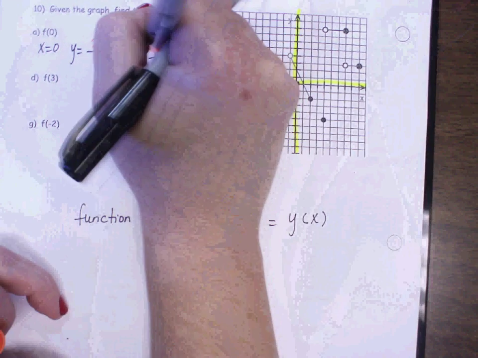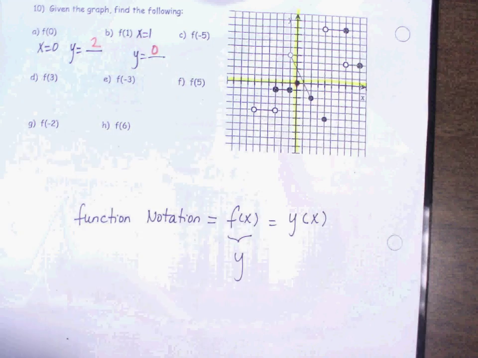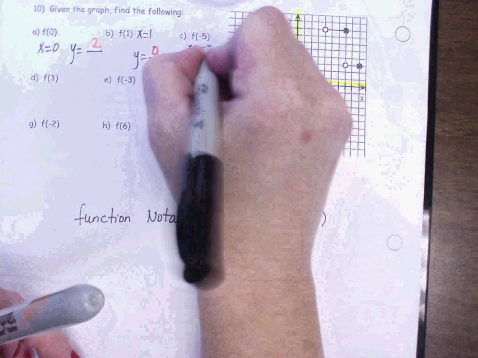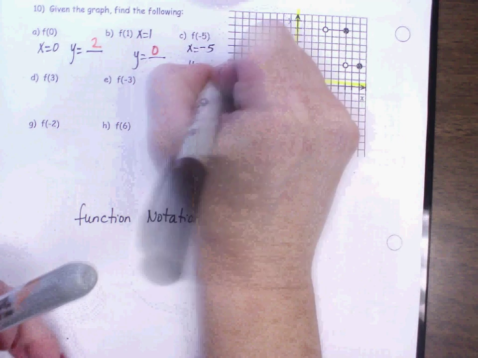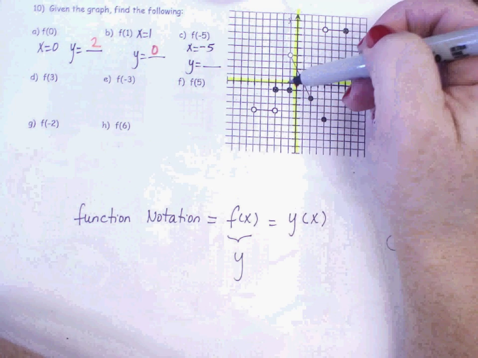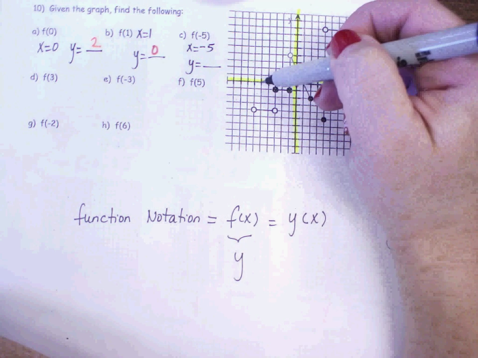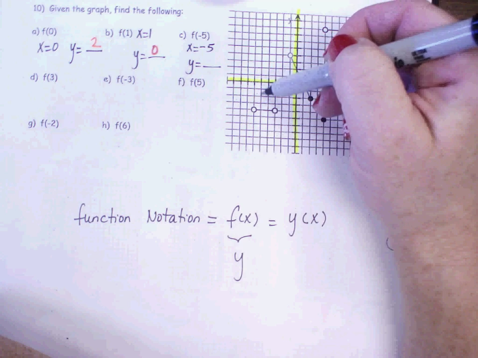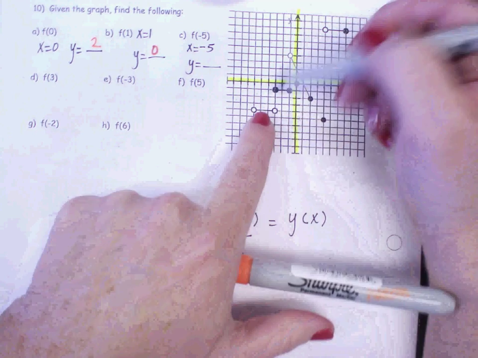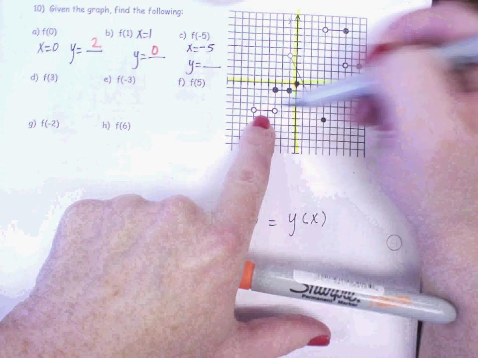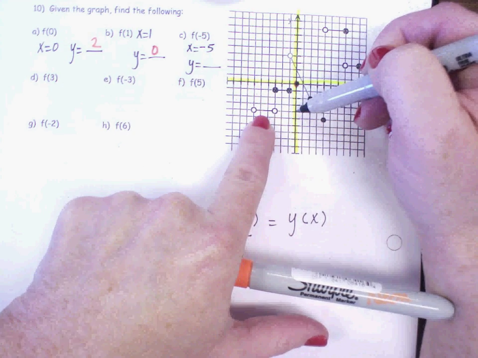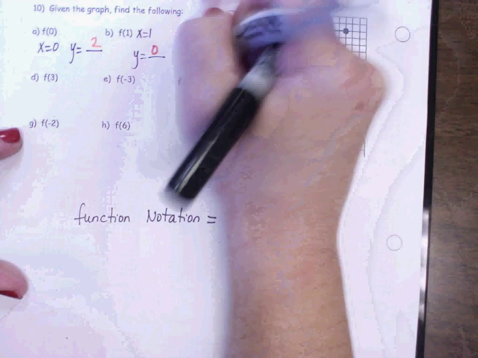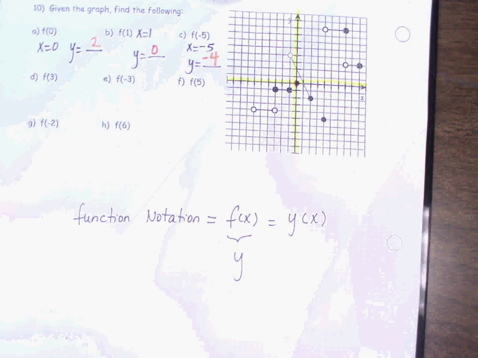All right, when x equals -5, let's look for -5. 1, 2, 3, 4, -5, and then you've got to go down to y. It's that point right there. So it's negative 1, 2, 3, and negative 4. We got it? All right, x equals 3.